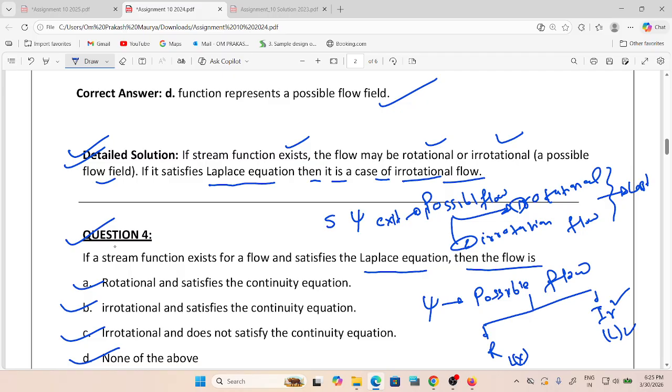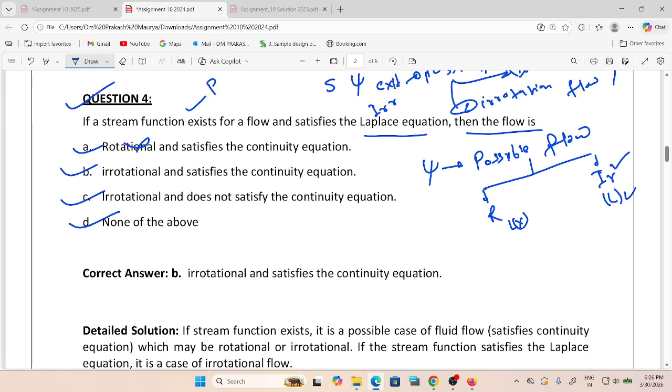So the question was, if a stream function exists for a flow and satisfies the Laplace, means a stream function exists means your flow is possible. If the Laplace equation is satisfied, your flow is irrotational. Means possible irrotational flow, right? So here what is the option? Rotational? No. Irrotational and satisfies the continuity equation. Irrotational does not satisfy the continuity? No, it will satisfy the continuity equation. That's why when your continuity equation is satisfied, it means the possible flow. Remember. So option B will be correct here for question number 4.